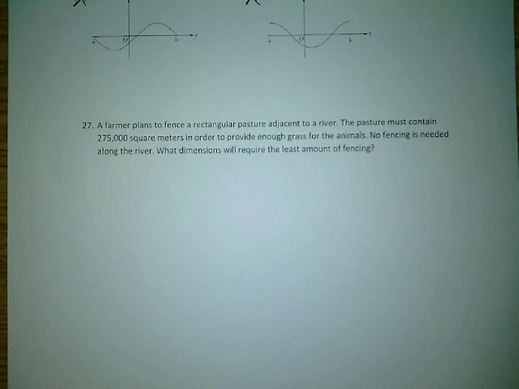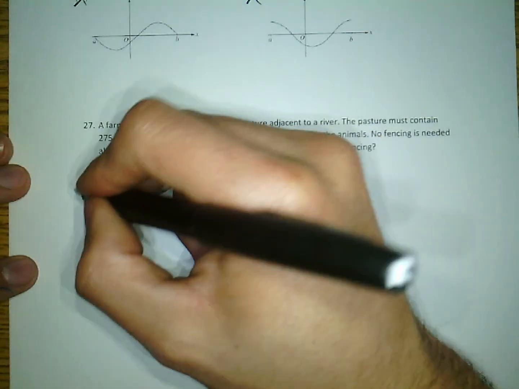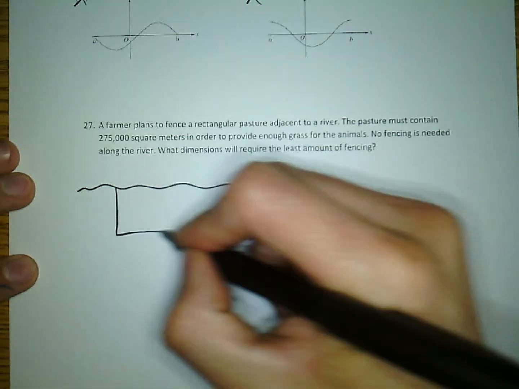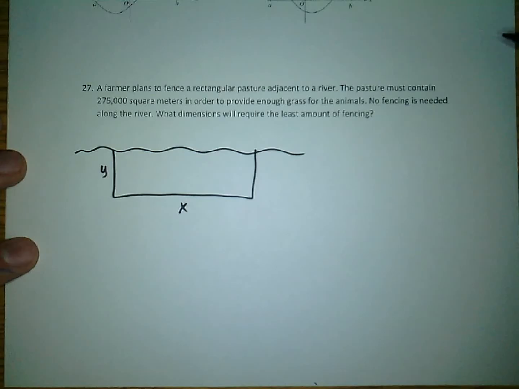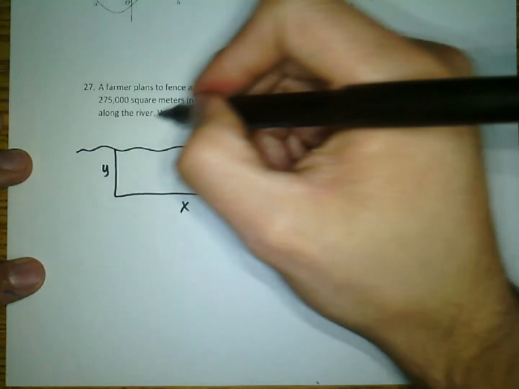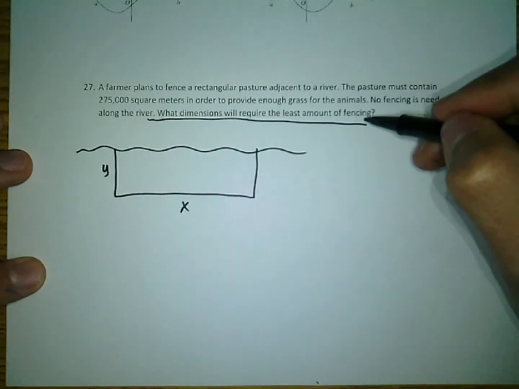All right. 27. A farmer wants to fence a rectangular pasture adjacent to a river. The pasture must contain 275,000 square feet in order to provide enough grass for the animals. No fencing is needed along the river. So we got a river here, and he wants to do a rectangular pasture. I'm just going to call this y, and I'm going to call that x. What dimensions will require the least amount of fencing?